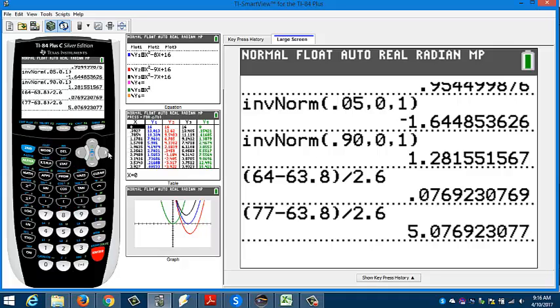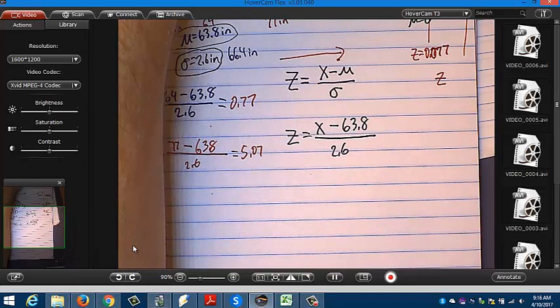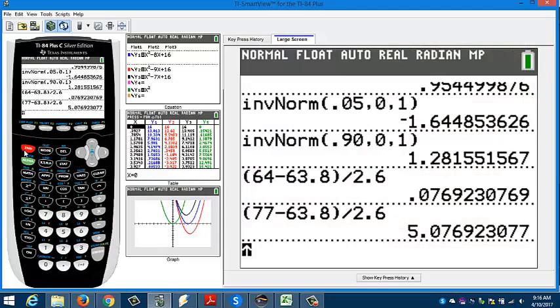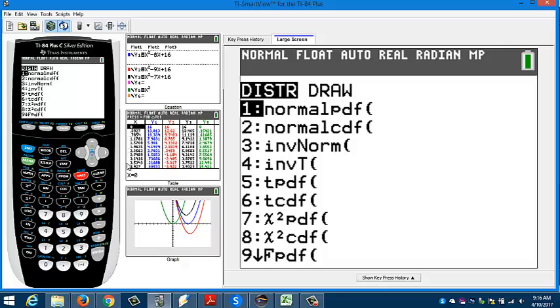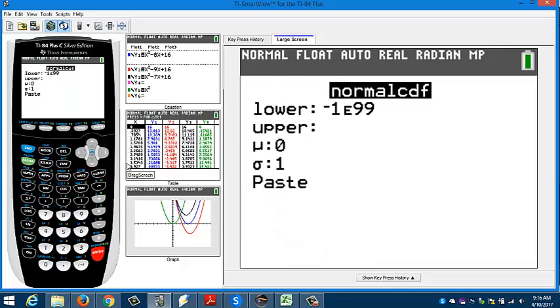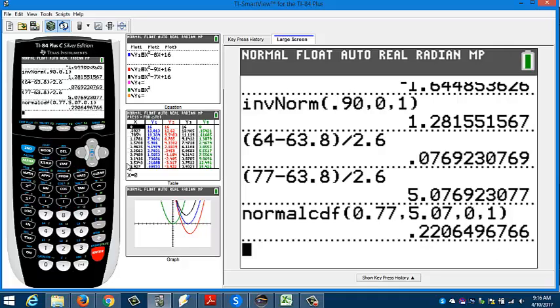And so now, to finish the problem, you can hit normal CDF. Normal CDF is choice 2. And we're going from 0.077 to 5.07. And that probability, it says, is 22%. So only 22% of the women have heights in that range.